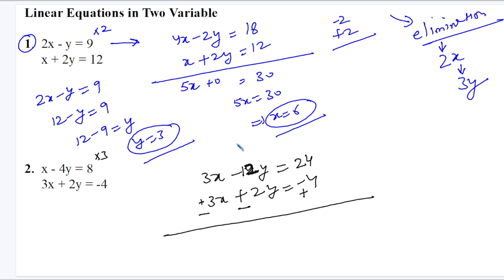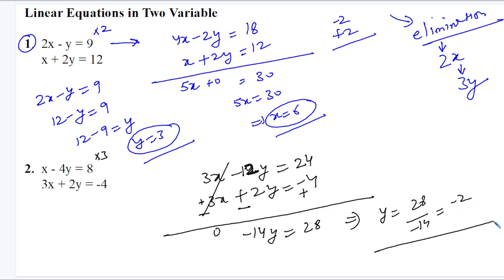Now 3x minus 3x will remove it, it will become 0. Negative 12 and negative 2 will give you negative 14y. 24 plus 4 will give you 28. Now dividing both sides by negative 14 will give you y is equal to 28 divided by negative 14. So that's negative 2. Now this is to be substituted in any of the two equations to get the value of x.